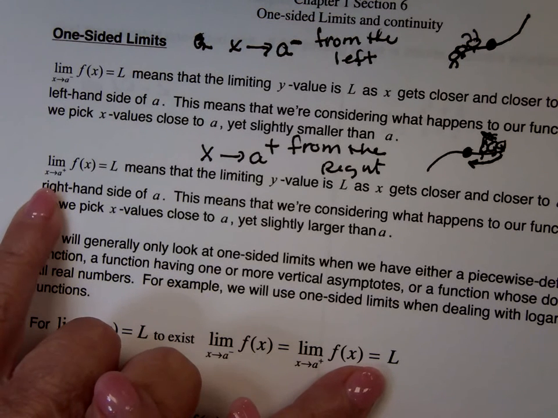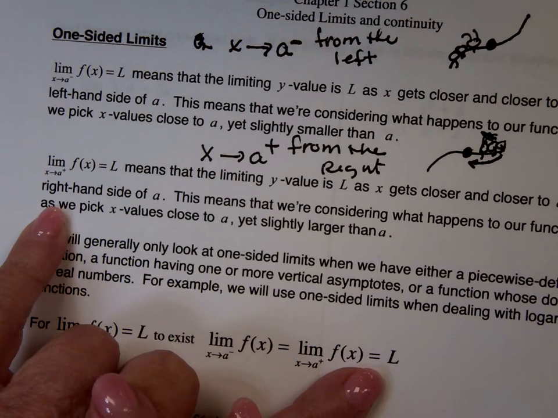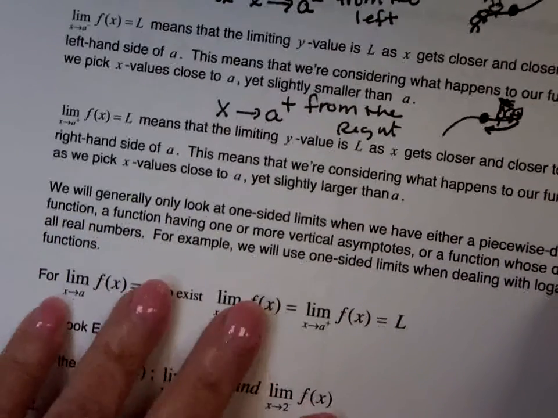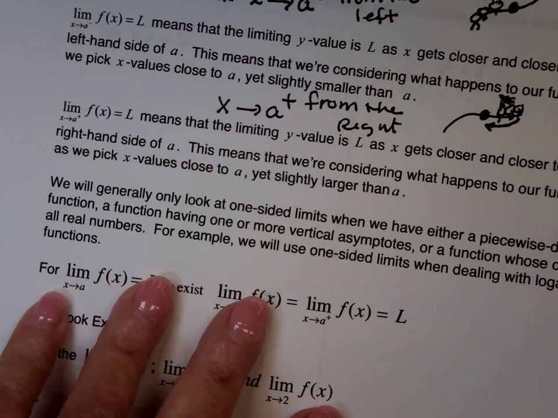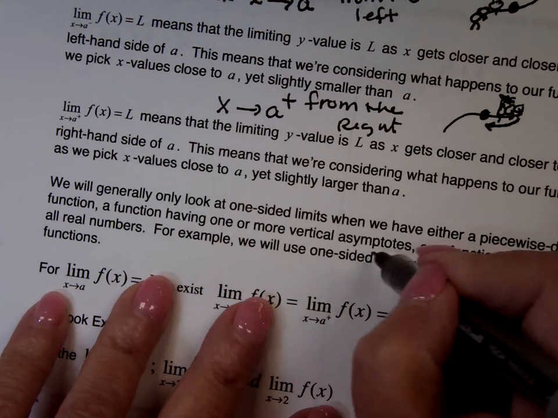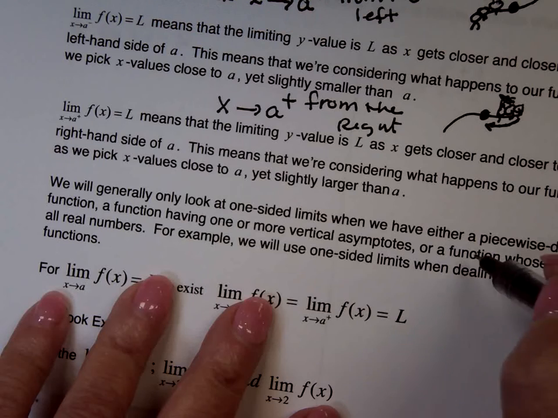Now that plays a huge role in some of the functions that we're going to be dealing with as we go forward. We will generally look only at one-sided limits when we have either a piecewise function or a function having one or more vertical asymptotes. So that's where things are going to be, or a function whose domain is not all real numbers.